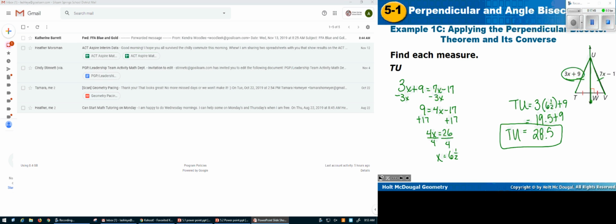Any questions using that perpendicular bisector theorem? Okay, and that was the theorem, not the converse, right? Because they gave us that it was a perpendicular bisector. All right, moving on.